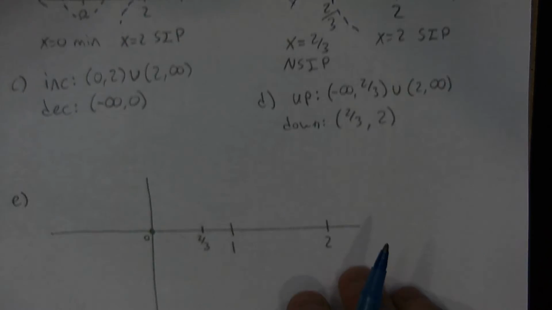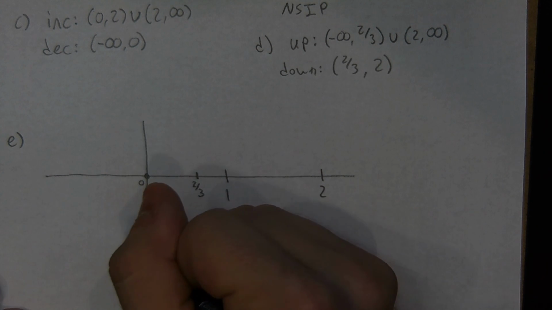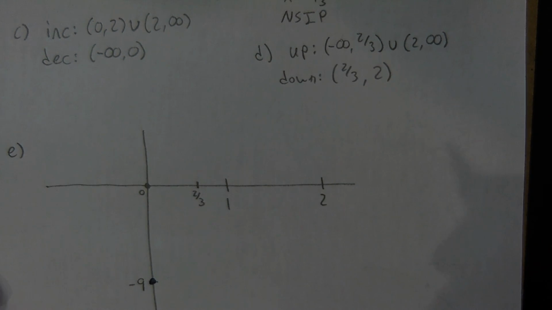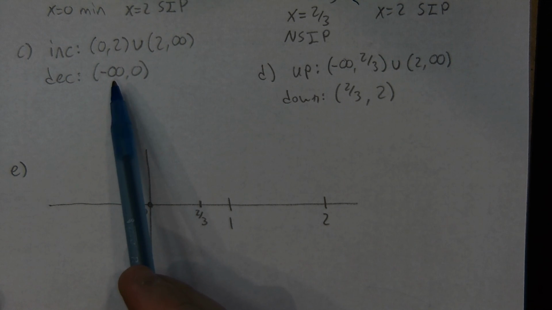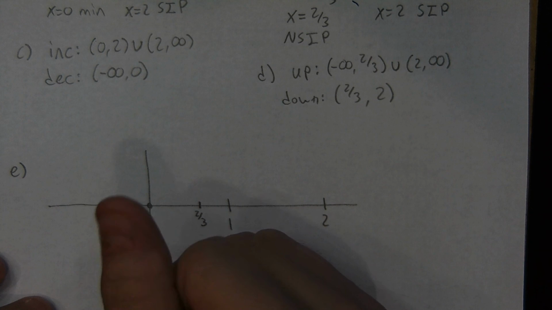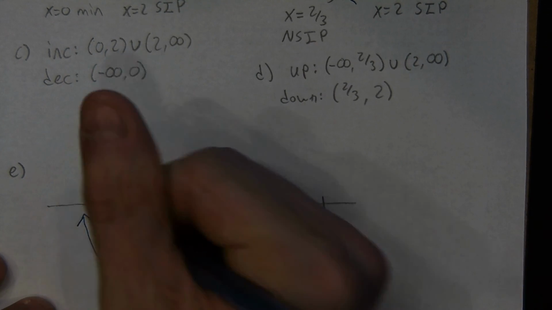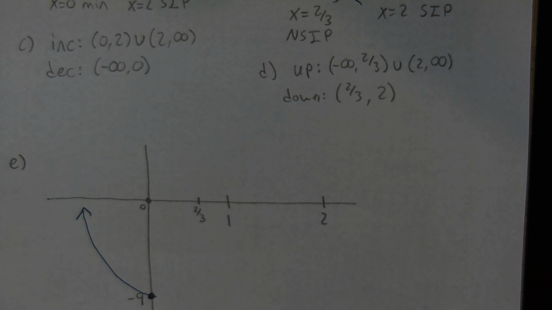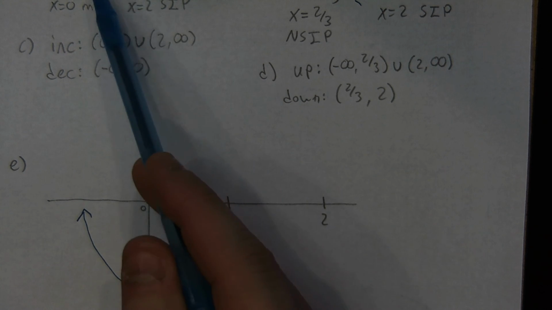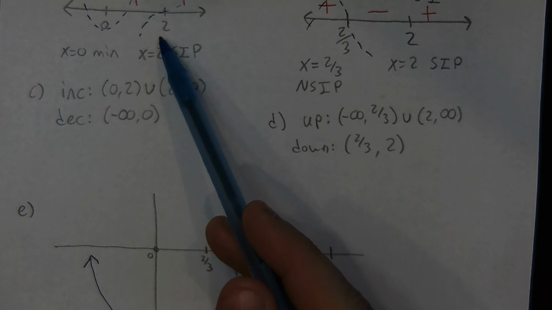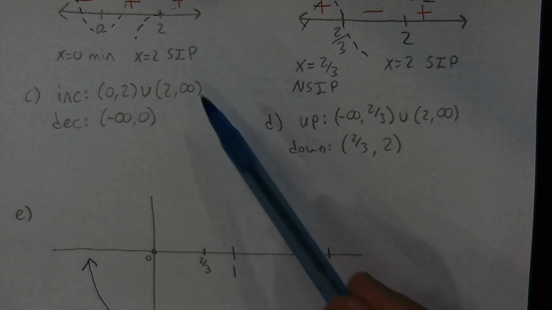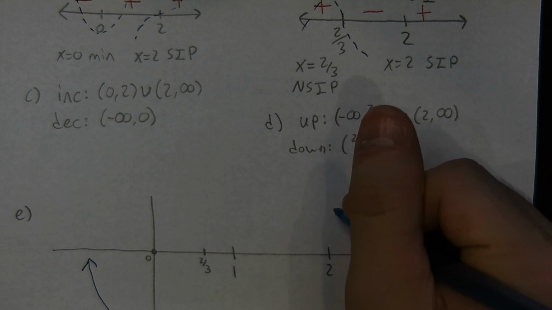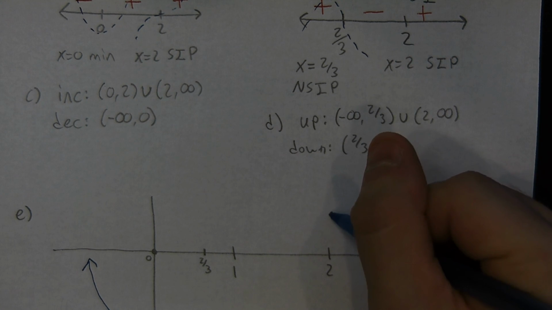So we're just going to get to sketching. I know I have a minimum value at 0, -9. And to the left of 0, my slope is negative. Looks something like that. Now, I'm increasing after 0 until I get to 2. But then I stay increasing after 2. So somewhere over here at the 2 mark, I'm going to do this.